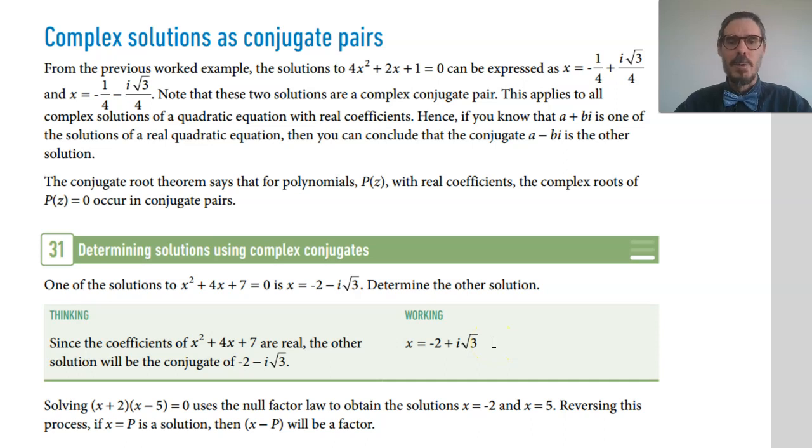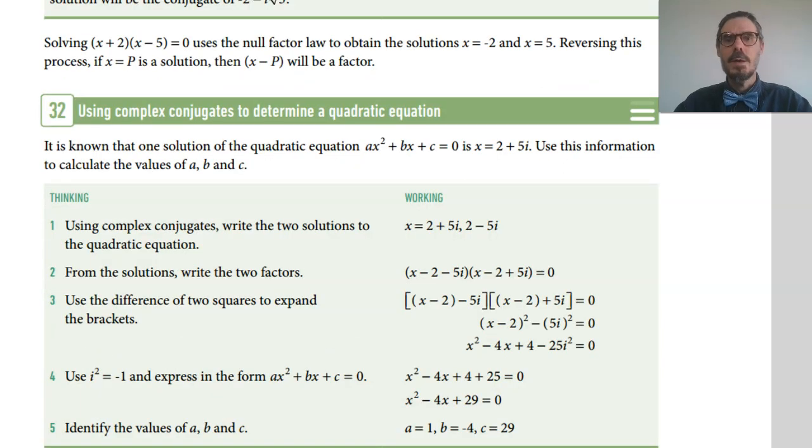But we can go a step further. Suppose I know that I've got some kind of quadratic equation, and I know one of the solutions. I know that one of the solutions is 2 plus 5i. Actually, I can now work out what the original quadratic equation was. All I need to start with is to know that a, b and c were real.